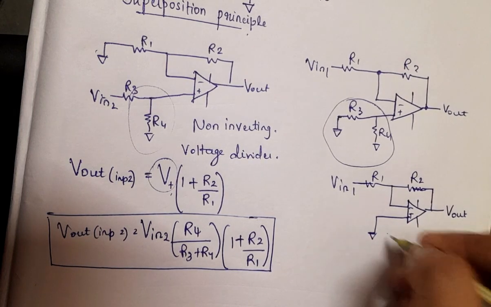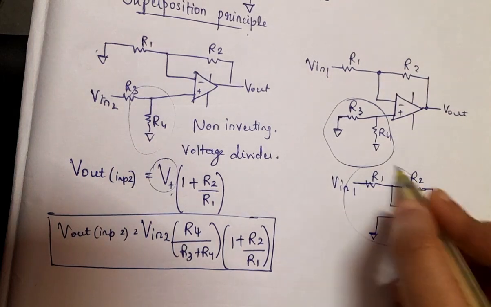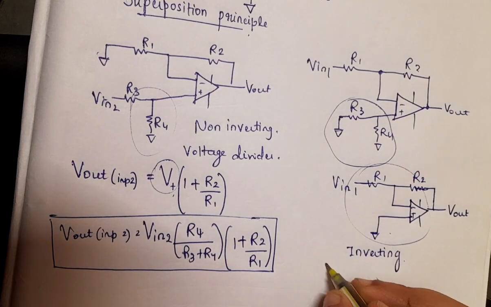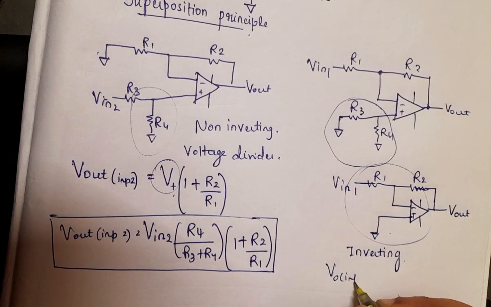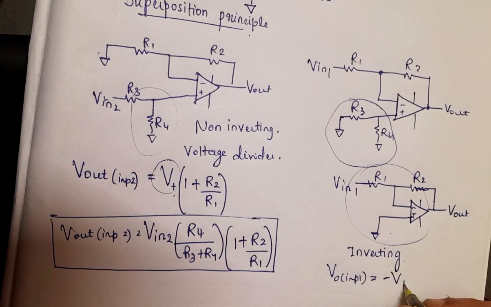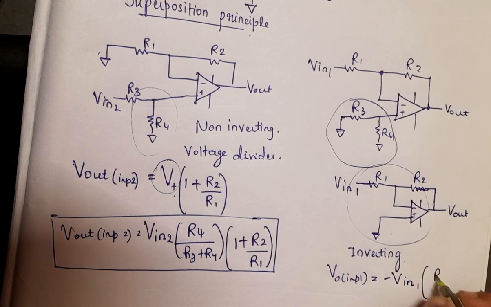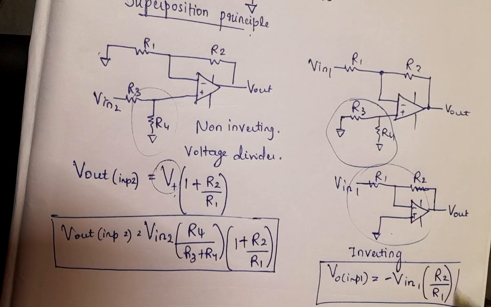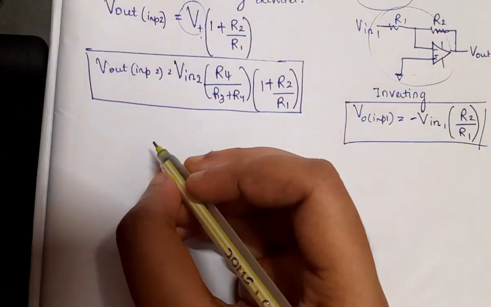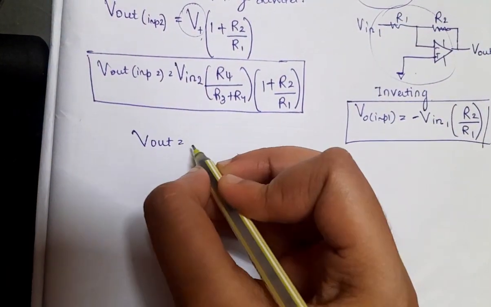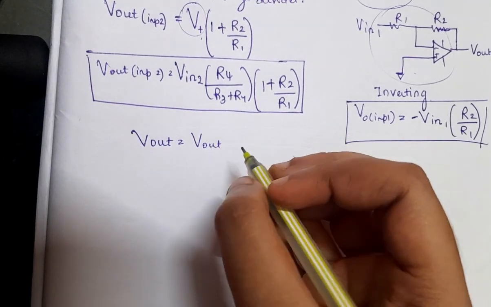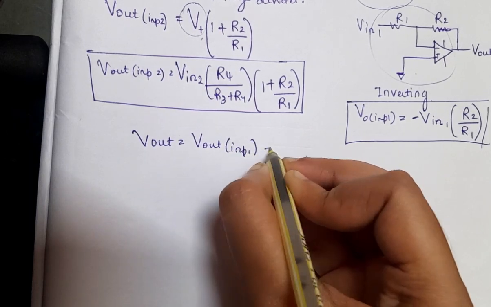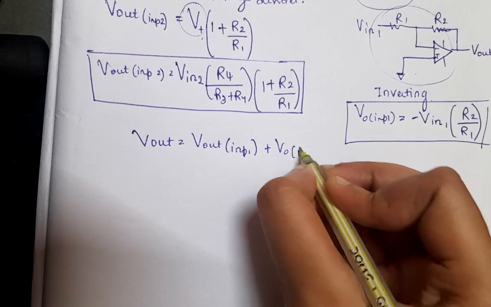Now it acts as an inverting operational amplifier. Now the equation will be simply Vout when input 1 is given is nothing but minus Vin1 into R2 by R1. Now these two equations must be combined using the superposition principle. We have total Vout equal to Vout considering input 1 plus Vout considering input 2, that is voltage source 1 and voltage source 2.